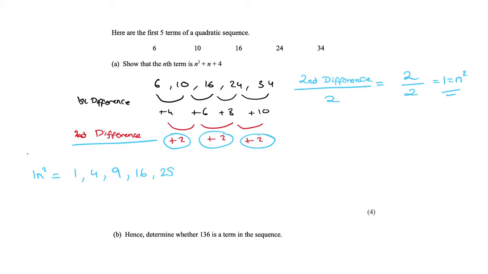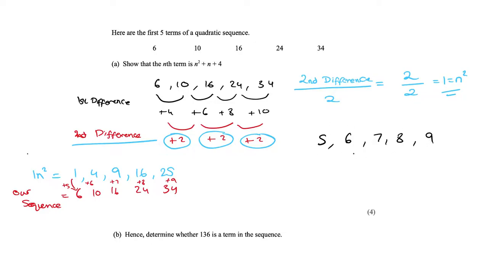Now, what's our sequence, which we have? So our sequence is 6, 10, 16, 24, and 34. Now you need to get from our n squared sequence to our sequence. So we're adding 5, we're adding 6, we're adding 7, we're adding 8, and we're adding 9. So we've just generated ourselves another sequence. Okay, so we have 5, 6, 7, 8, 9.